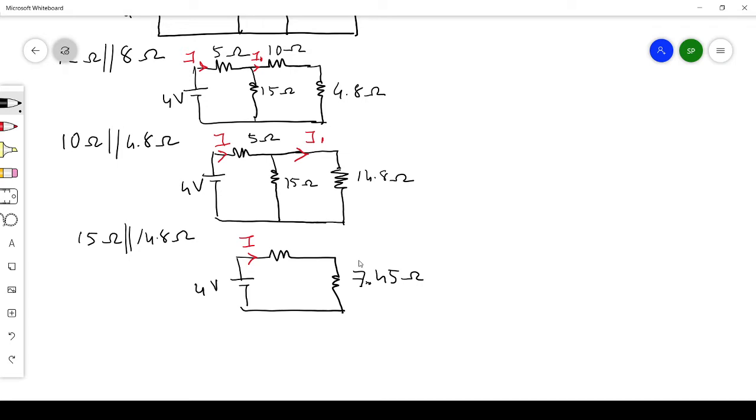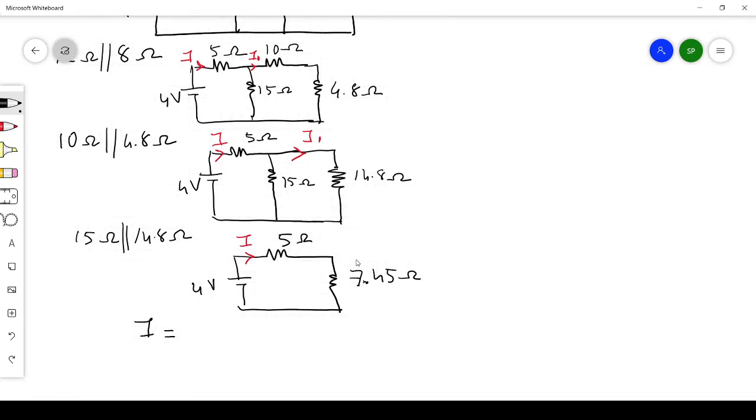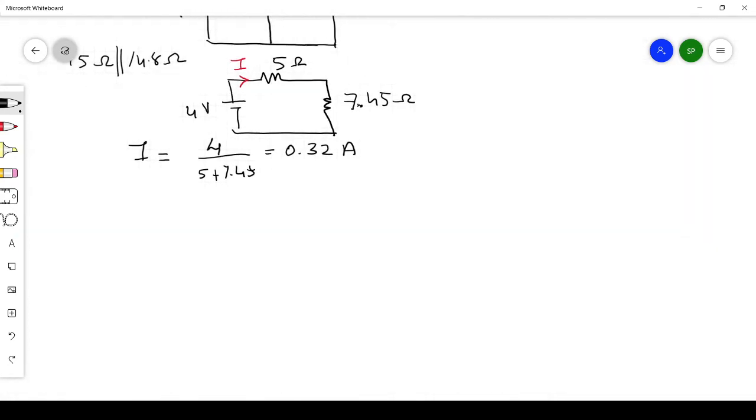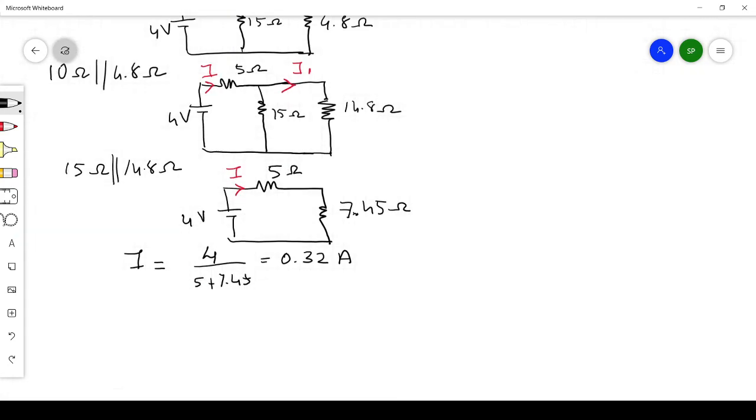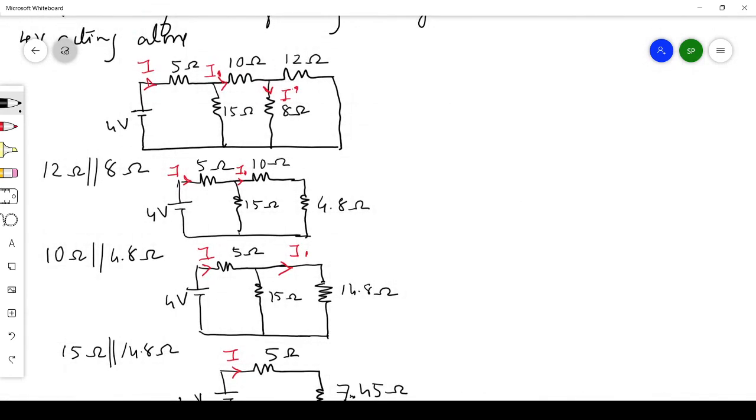You can find this total current I as follows. This one is 5 ohm, and the 5 ohm and 7.45 ohm are in series, so I is nothing but 4 divided by 5 plus 7.45, so we'll be getting the answer as 0.32 amperes. Okay, got the answer. Now just observe this diagram.